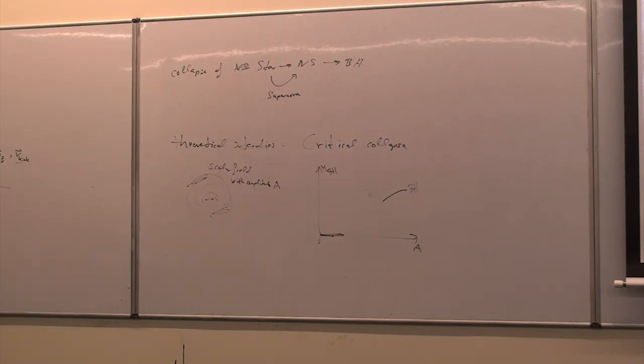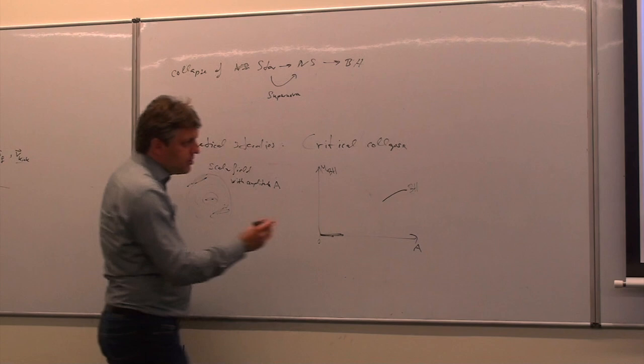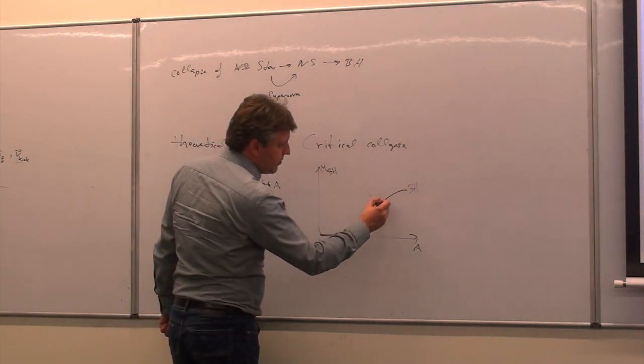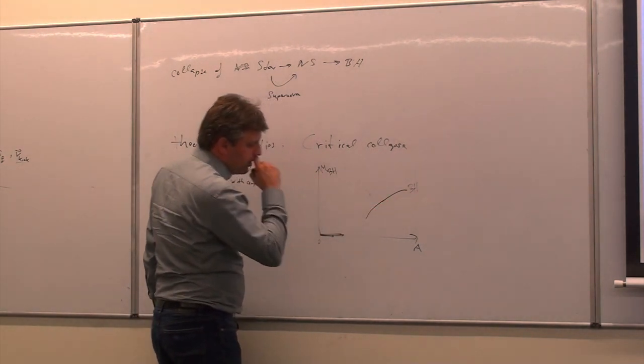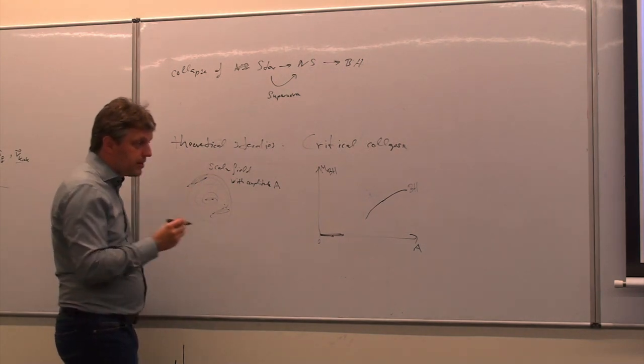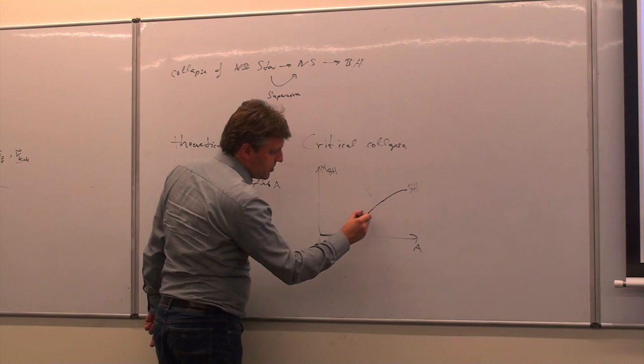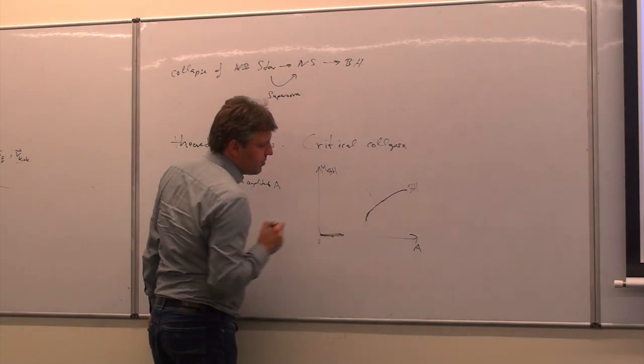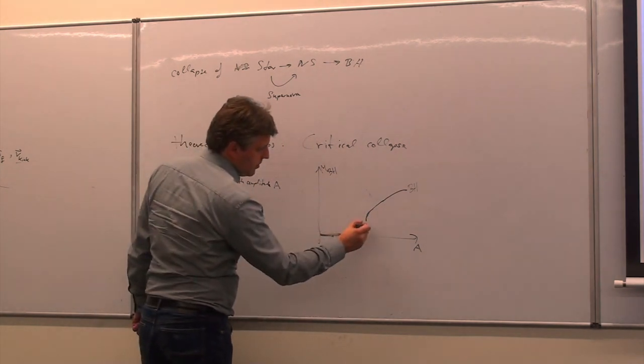And now, seeing these two ends of the plot, one can ask the question, and people have asked the question in the 90s already, what is going to happen in the middle? And it turns out, for scalar field, or in general, two different things can happen. It can happen that this curve actually stops at a finite mass and there's a gap.